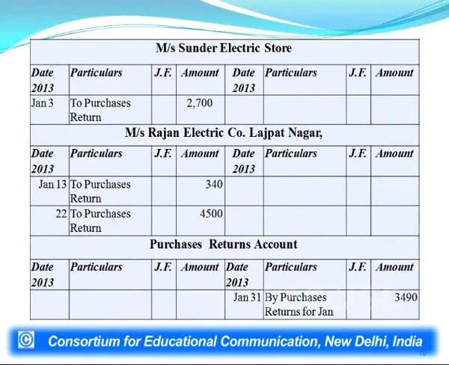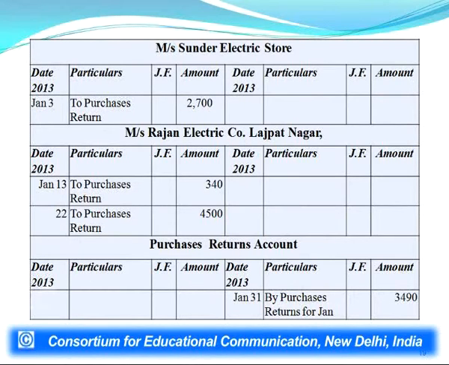So, first posting into the account of Sundar Electric Store. As I told you, Sundar Electric Store is a personal account of artificial nature. So, debit the receiver. So, put purchase return account, debit side 2700. Then Rajan Electric, we have returned this firm goods on 30th January, 13th January and 22nd January. So, both the returns in the particular column, first was for 340 and second was for 450.